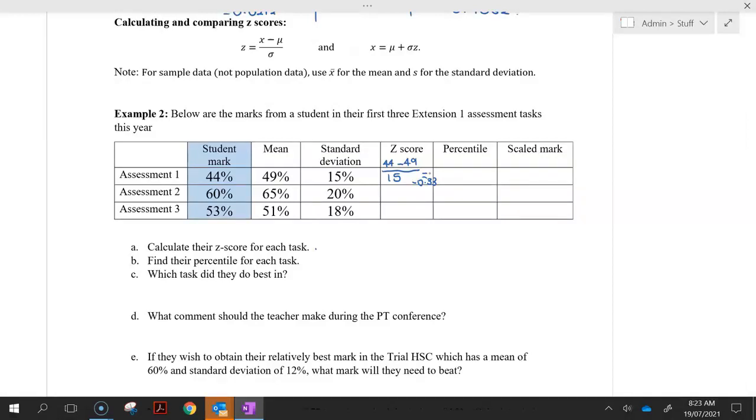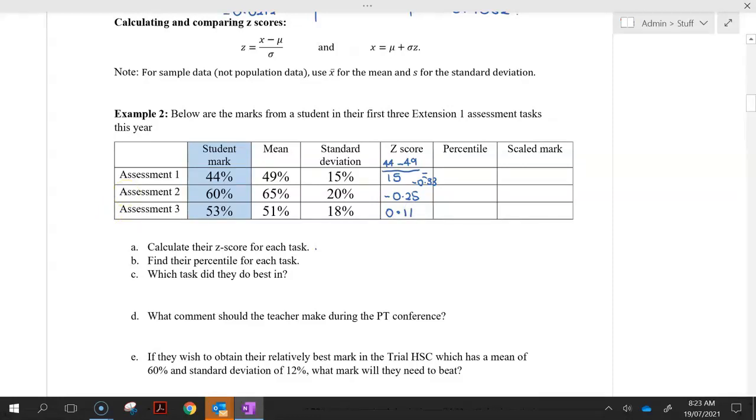So grab your calculator, set up your fraction first so you don't stuff up your order of operation. Do your mark, 60, minus the mean, 65, and divide that by the standard deviation of 20, and we have negative 0.25. So still a little bit below average, but a bit better. We're getting closer to 0. We're getting closer to average. And finally, 53 minus 51, all over 18. And we have positive 0.11. So you can see in assessment task 3, they've actually gone above average.